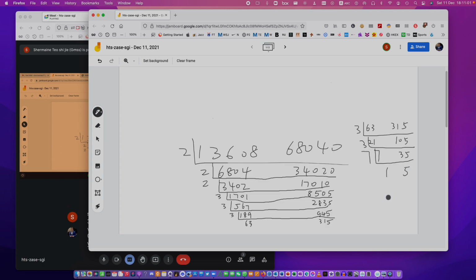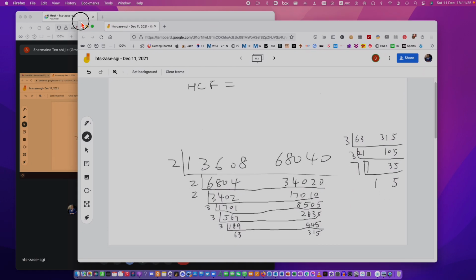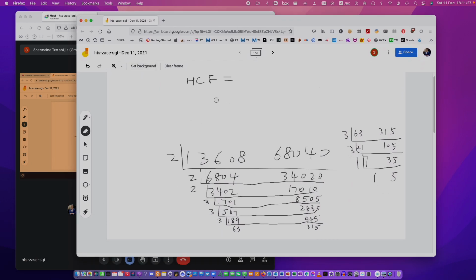Okay, that's it. So how do you get the HCF? Can you still remember? HCF is which part? How do you find the HCF?